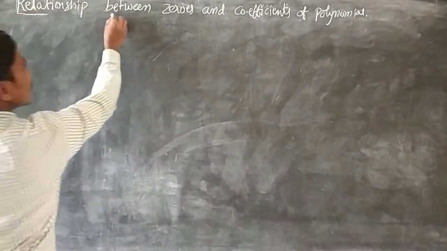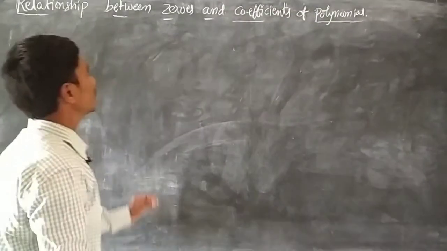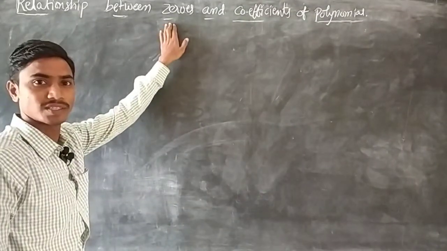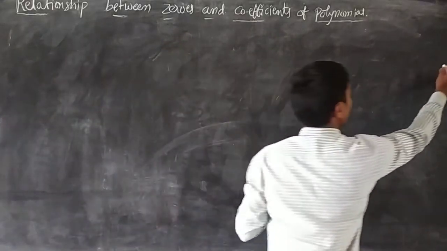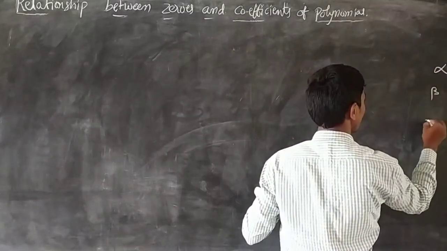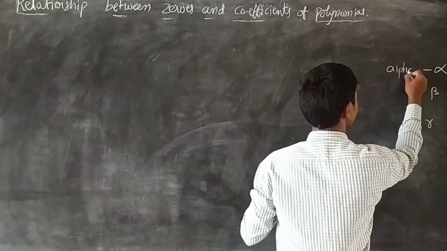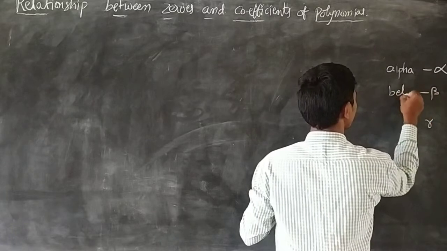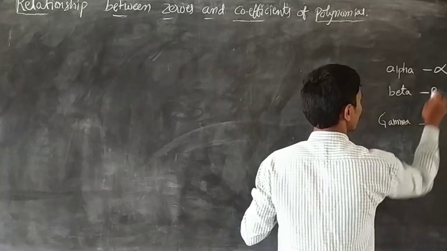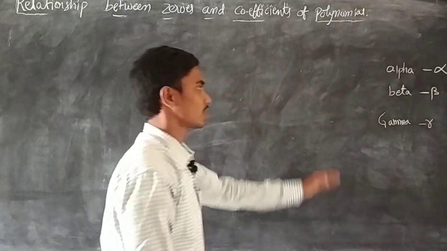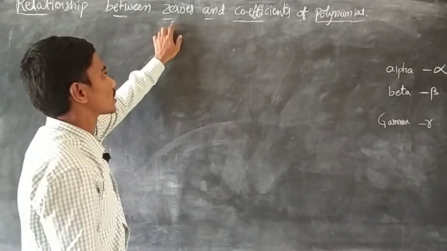So, relationship between zeros and coefficients of polynomials. Actually, zeros are represented with Greek letters like alpha, beta, gamma. It is pronounced as alpha, beta, gamma. Those are Greek letters which are probably used in mathematics to represent zeros and other signs.